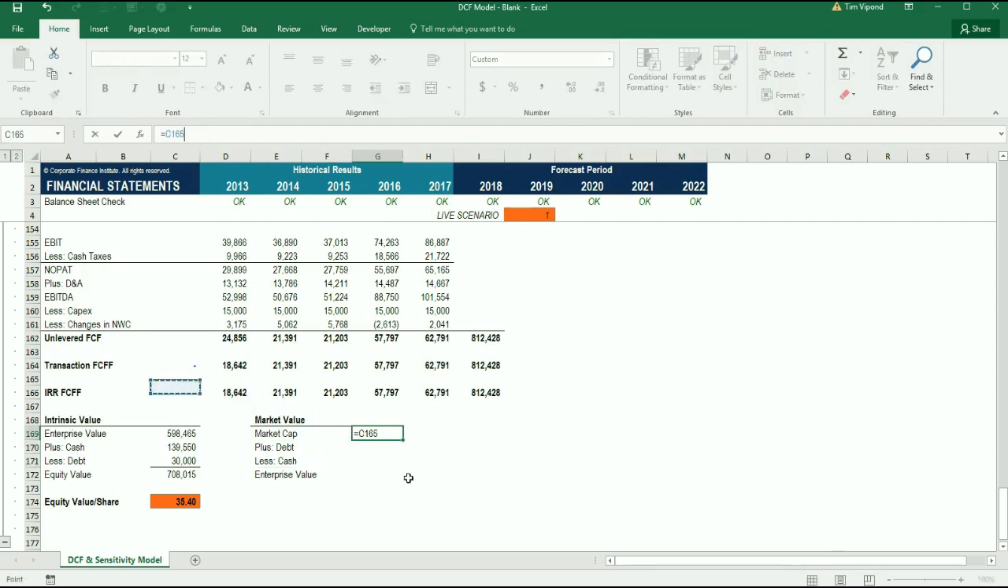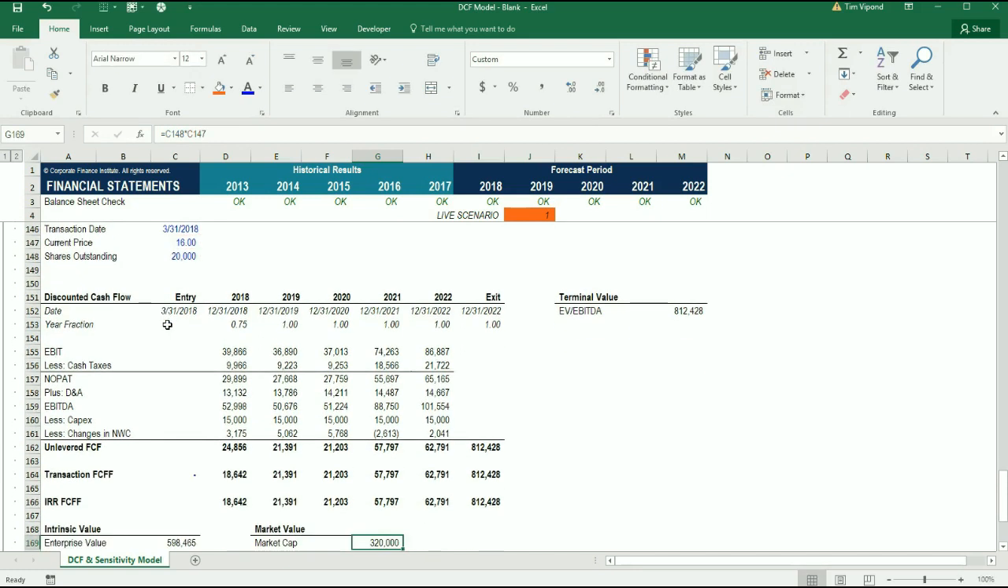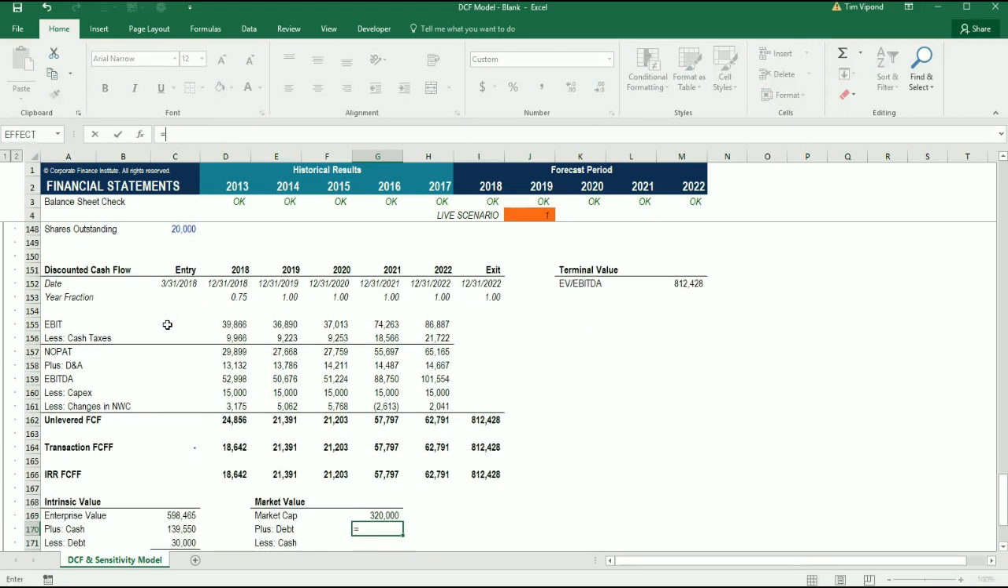The market cap is going to be calculated from the assumptions we've laid out here, based on the number of shares outstanding times the current share price that we observe in the market. Then what we're going to do is add the debt. We can find that there. Subtract the cash, which we find right there.